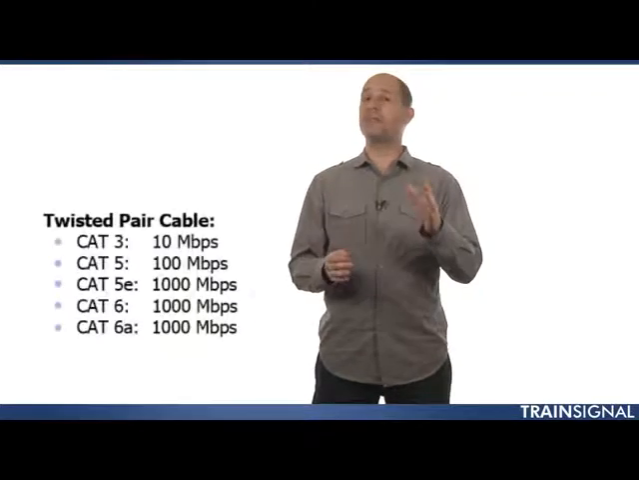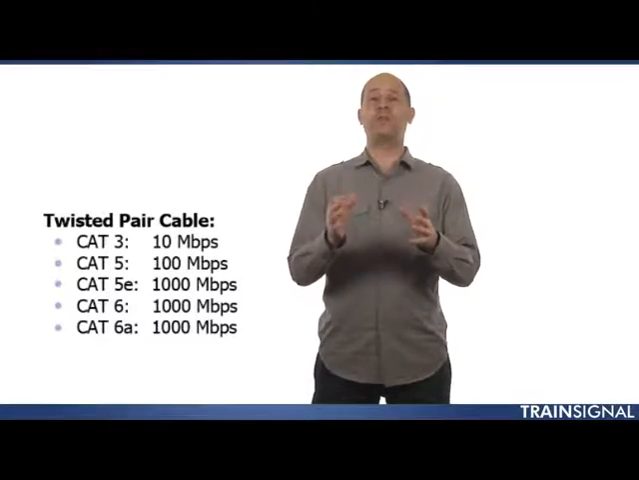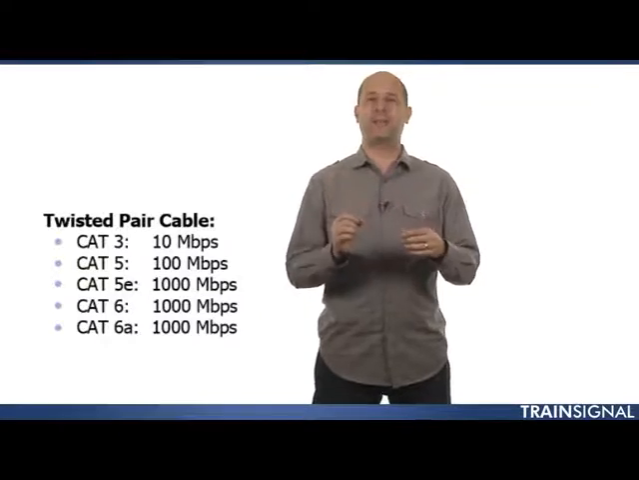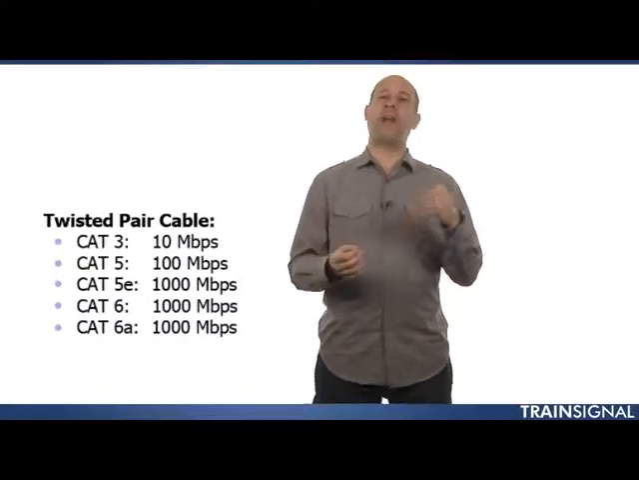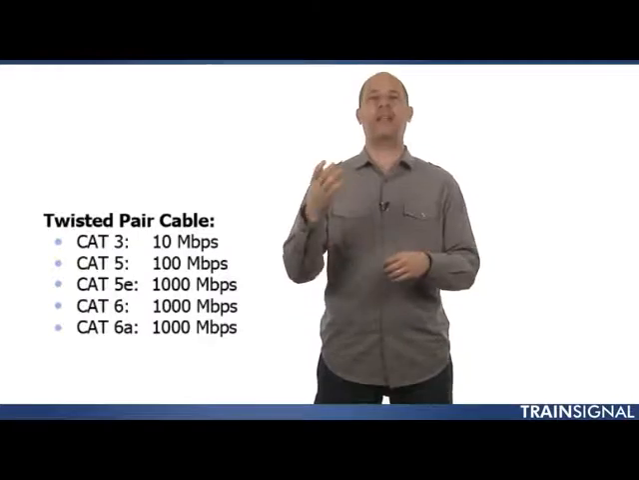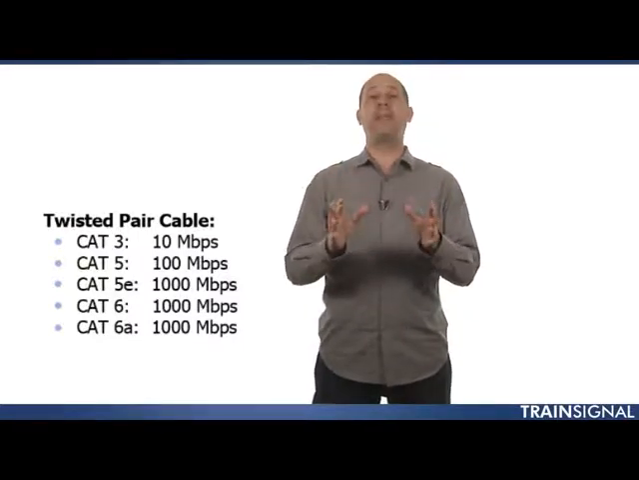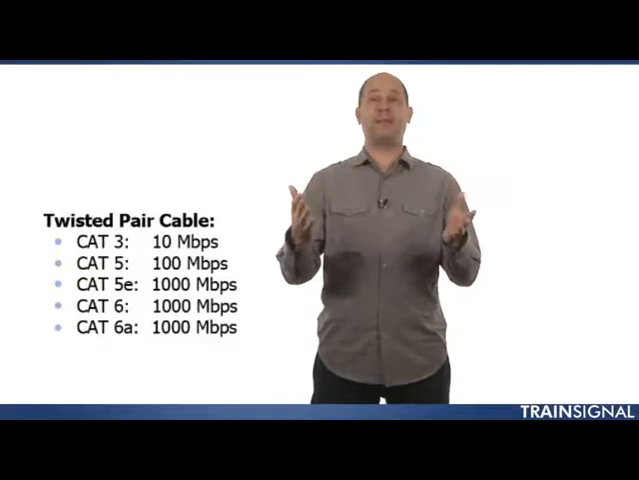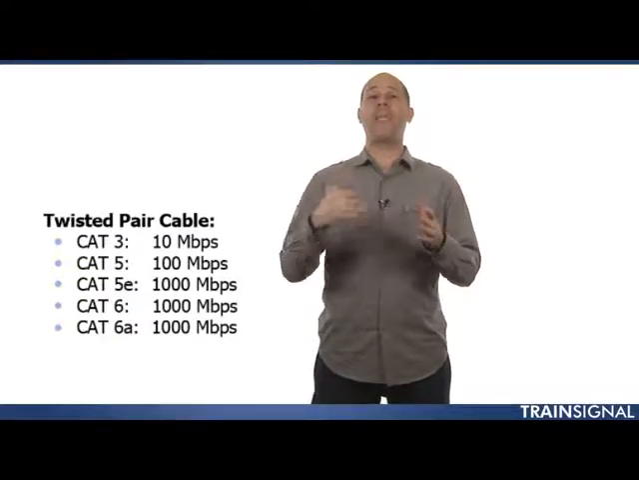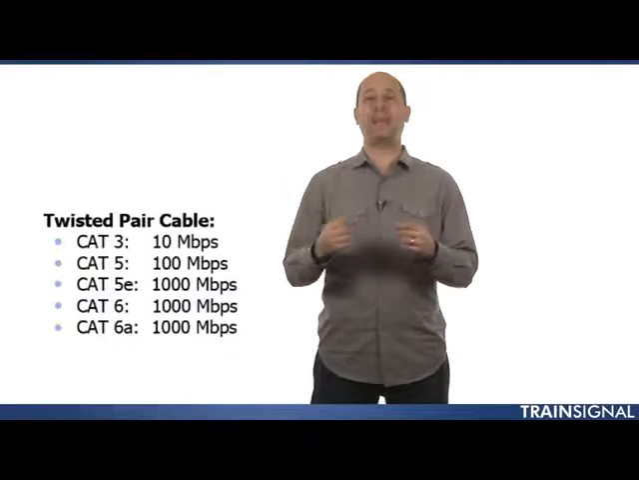Now, twisted pair cabling is broken down into different categories, or as you can see here on the screen, abbreviated to just different CATs. So you see I've listed here CAT 3, CAT 5, CAT 5e, CAT 6, and CAT 6a. And you'll notice that the biggest difference between them is the speeds. And these speeds are the maximum data rates that it can handle.